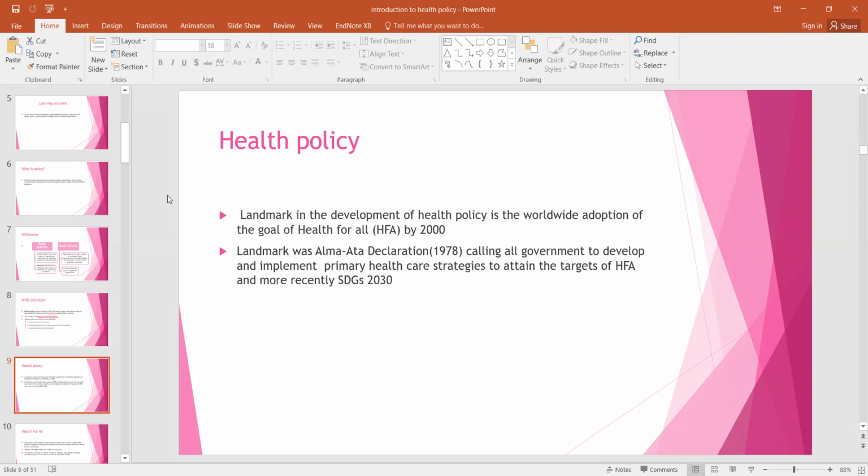Health policy development is based on two landmarks. One landmark is the worldwide adoption of the goal of health for all by 2000. And the other landmark which is used while making health policy is the Alma Ata Declaration in 1978, in which they call all the governments to develop and implement primary healthcare strategies to attain the targets of health for all, and more recently the Millennium Development Goals, and now SDGs 2030.